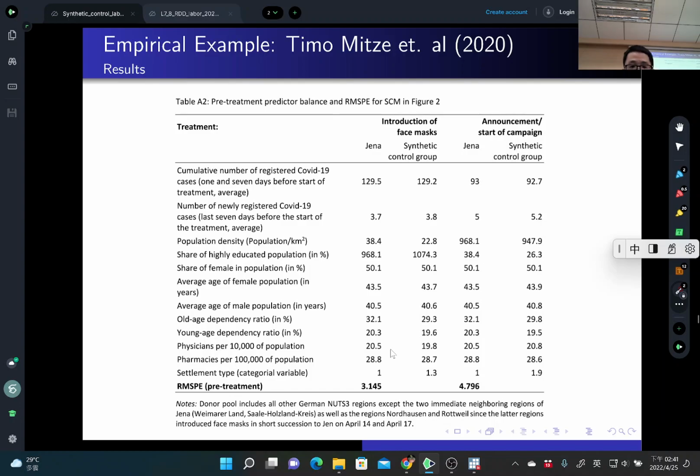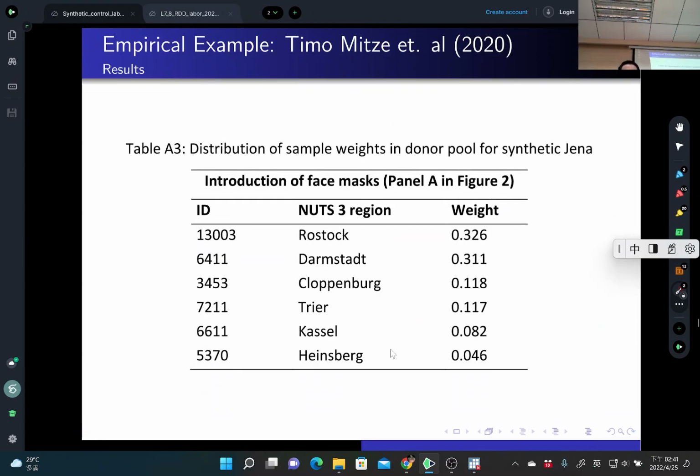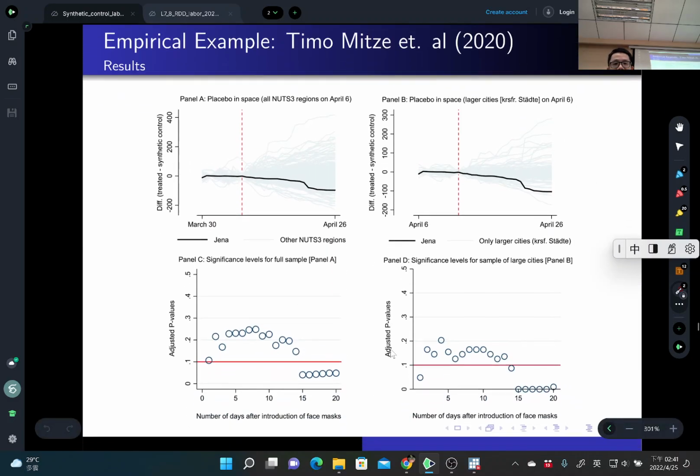So they show several comparisons and they find they are actually similar. And they also show that the synthetic Jaina consists of these six regions only. For this region, they receive 32% weight. So only these six regions receive weight. The other maybe 390 regions just receive zero weight. Okay, so this is the weight.